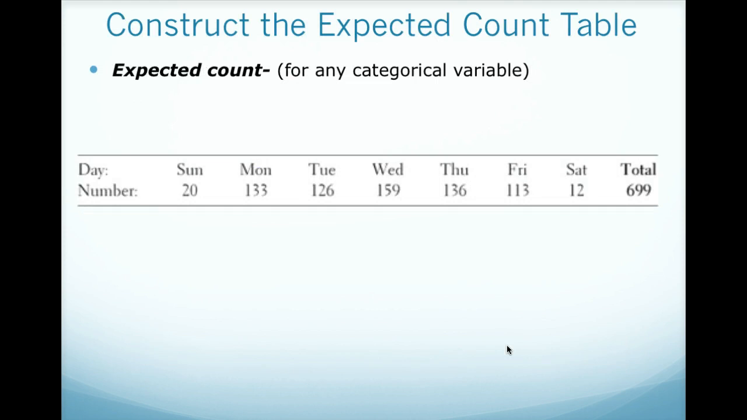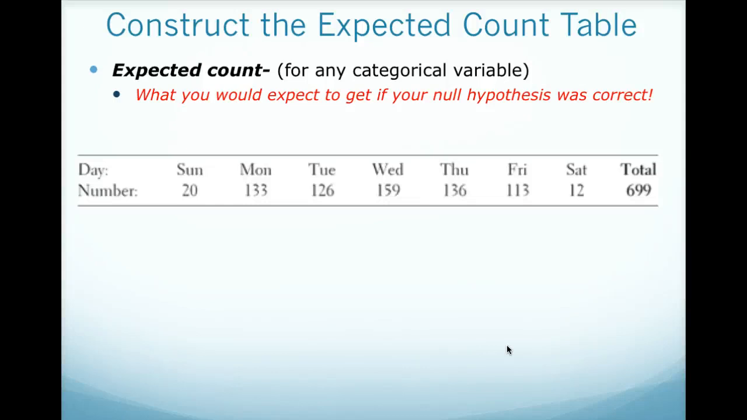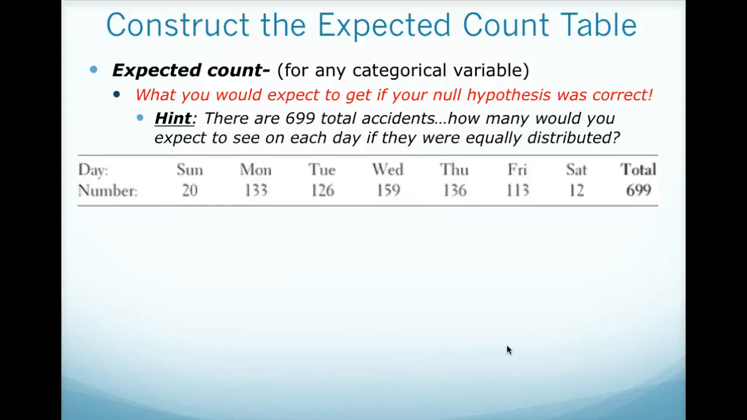Now, a really important part of chi-square tests is finding your expected counts. The expected counts are what you would expect to get if your null was correct. There were 699 total accidents in our data set. Remember, our null was that each day of the week was equally likely to have the same number of accidents.